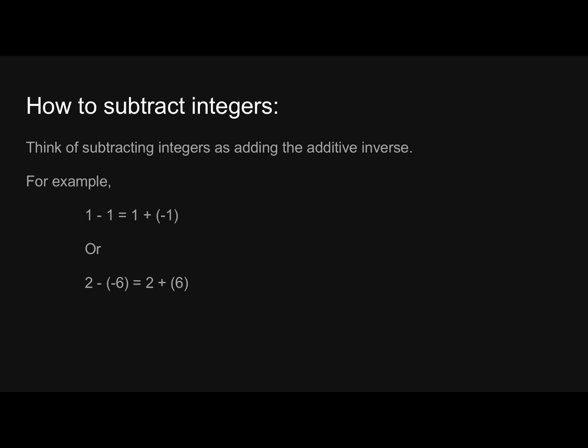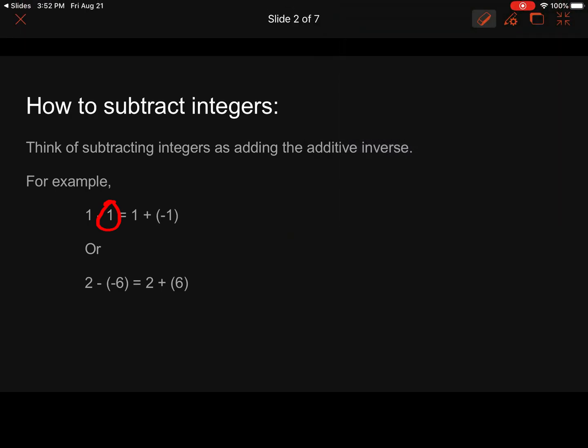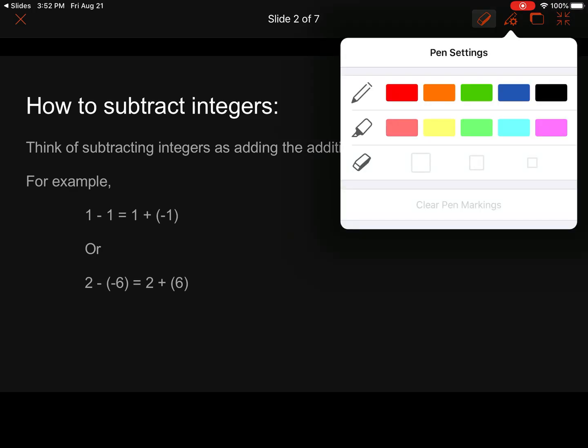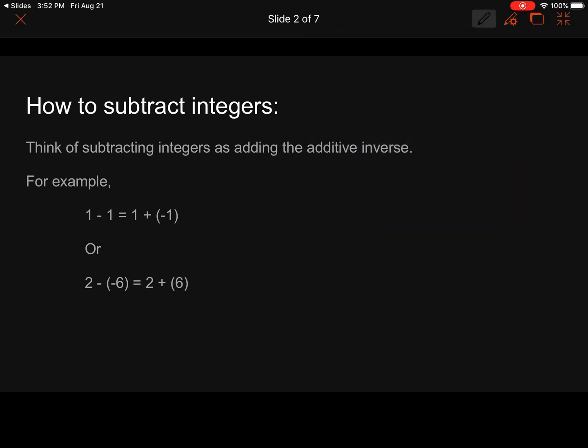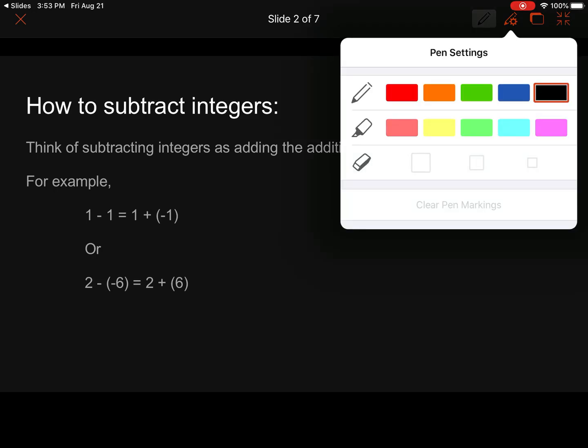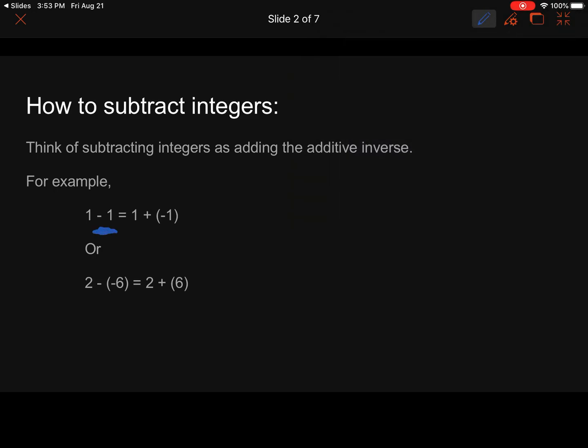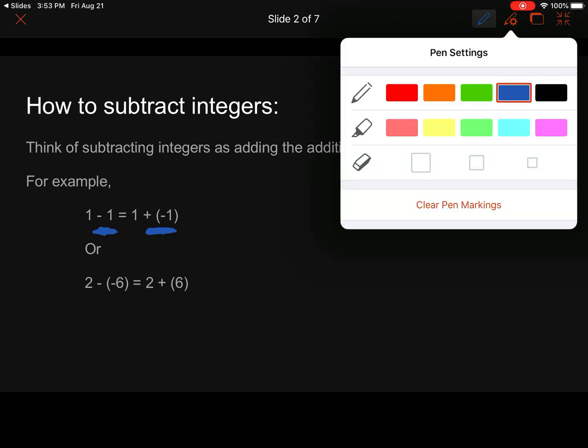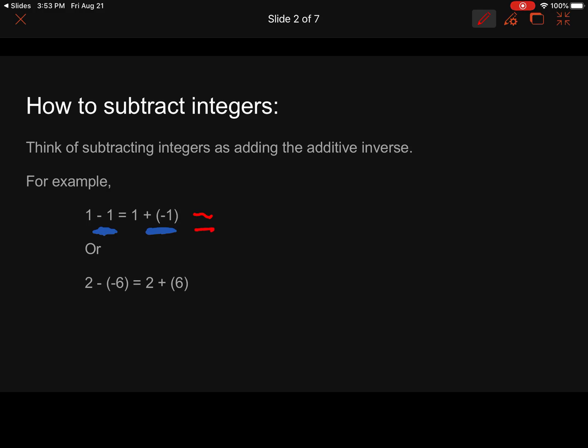Alright, so let's look at 1 minus 1. Now 1 minus 1 can be rewritten as 1 plus -1, because we are substituting the 1 that we are subtracting with a -1, and we are switching to adding. We're going to change that expression so it's easier to work with. And then we can see that when we solve this, 1 plus -1 would be equal to 0.